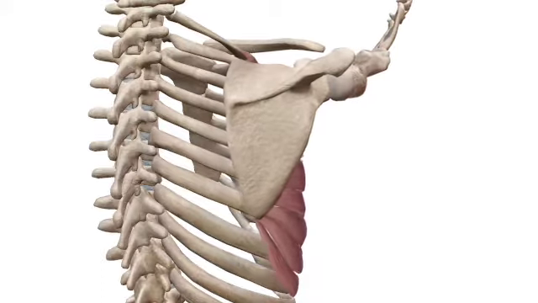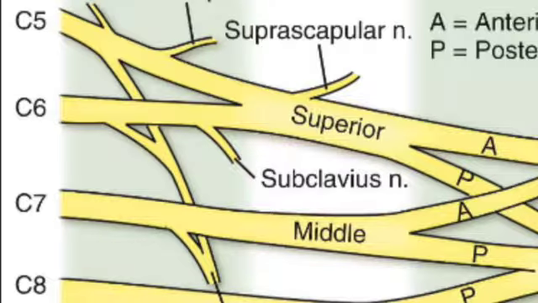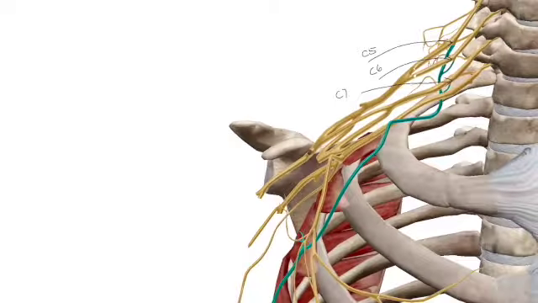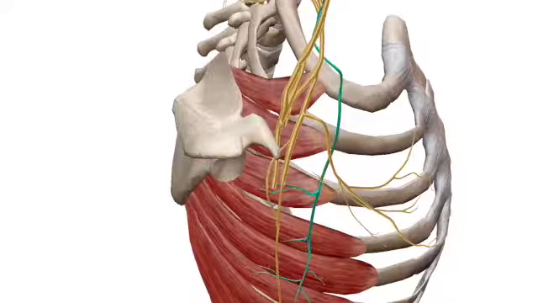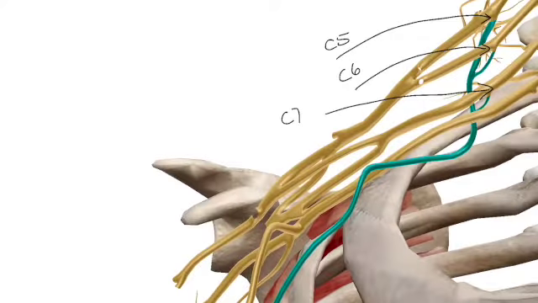The serratus anterior is innervated by the long thoracic nerve. This comes off the brachial plexus with contributions from nerve roots C5, C6, and C7. The course of the long thoracic nerve is as follows. It's formed by the anterior branches of C5, C6, and C7 just after they leave their respective intervertebral foramens.